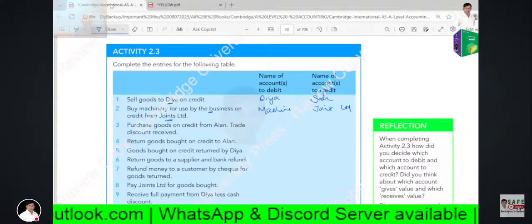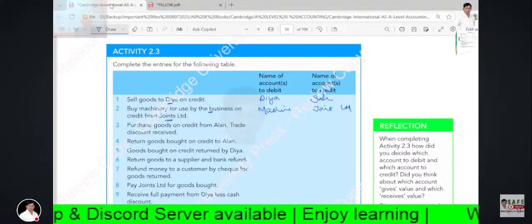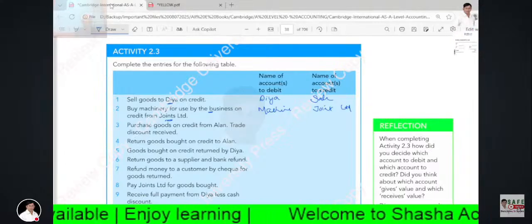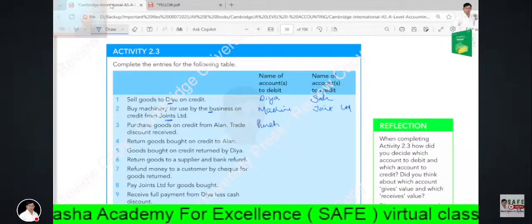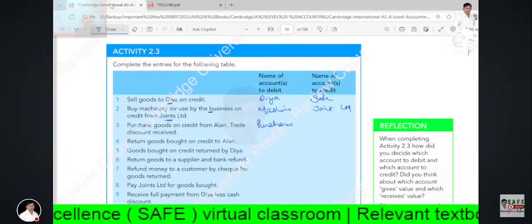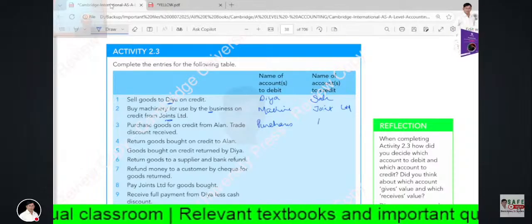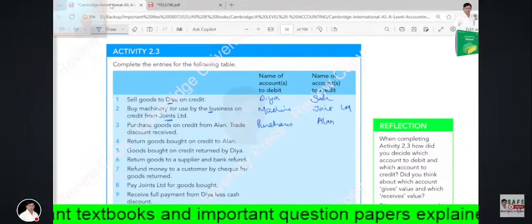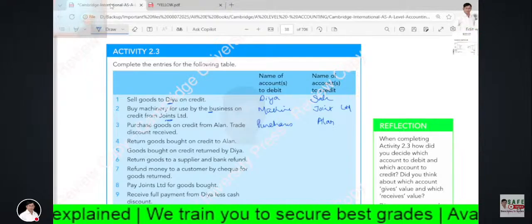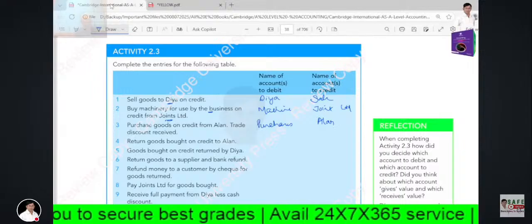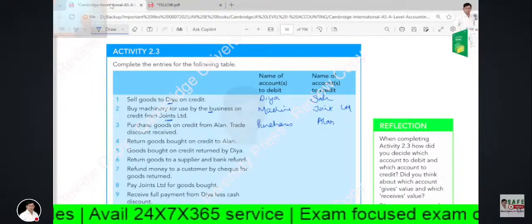So we have purchased goods on credit from Allen. So whether it is cash purchase or credit purchase, purchases are always purchases. So you can write purchases. And Allen is the giver of the goods. Allen, that's all. So discount received will never be recorded because this is trade discount. Trade discount is never recorded. So net of amount will be recorded.